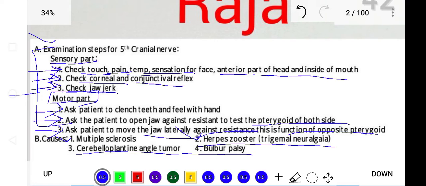So the causes of fifth cranial nerve palsy were multiple sclerosis, herpes zoster or trigeminal neuralgia, bulbar palsy, and cerebellopontine angle tumor. So that was the fifth cranial nerve.